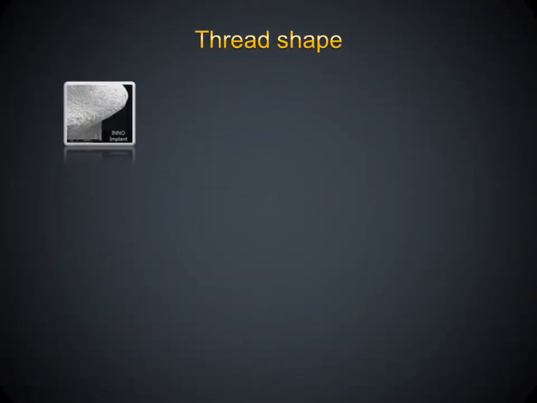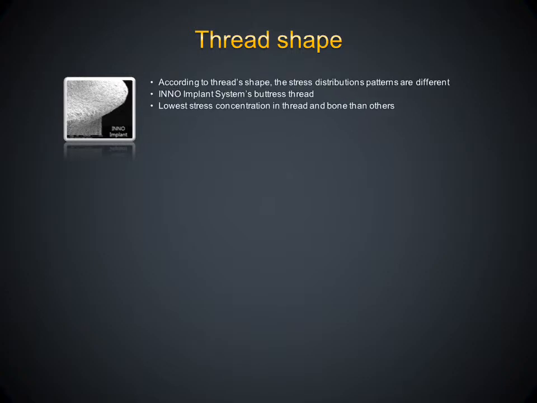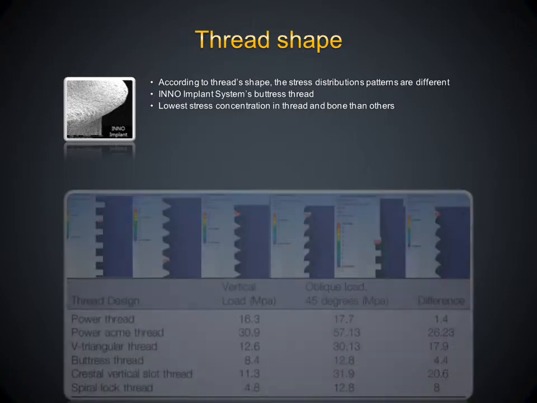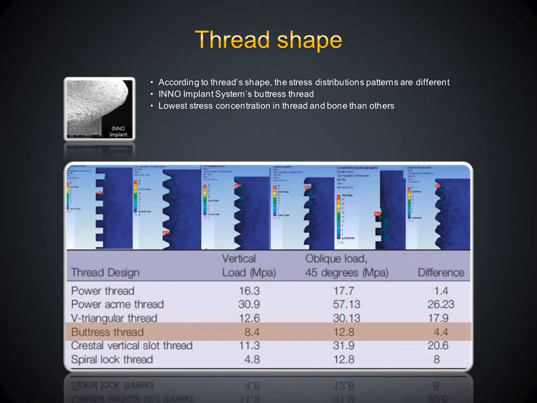According to thread shape, the stress distribution patterns are different in the implant and the surrounding bone. The ideal thread design distributes functional force well and prevents focal concentration of stress in the thread and bone. The commercial implant thread shapes are V-thread, reverse buttress, Power Acme, and INNO Implant System buttress thread. INNO Implant System's buttress thread is reported to show lower stress concentration in the thread and bone than other thread designs.